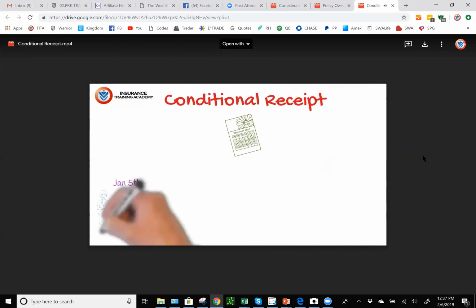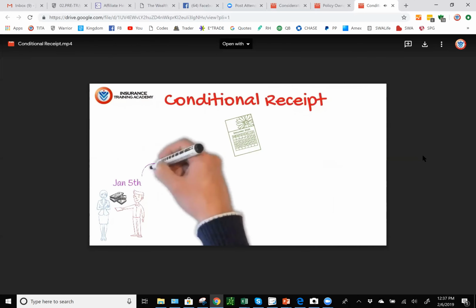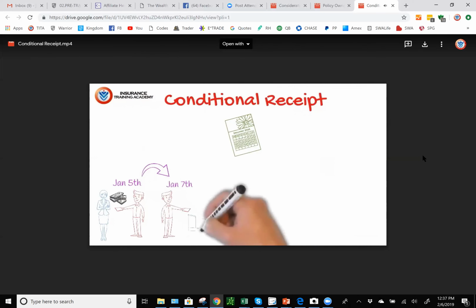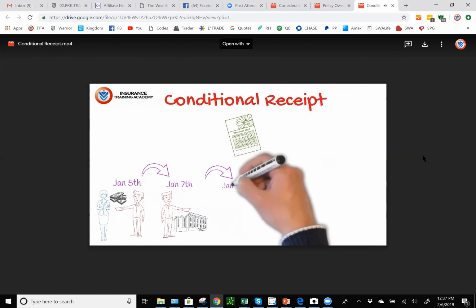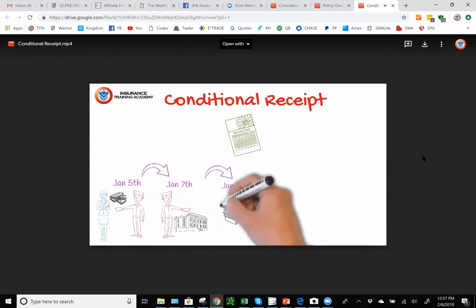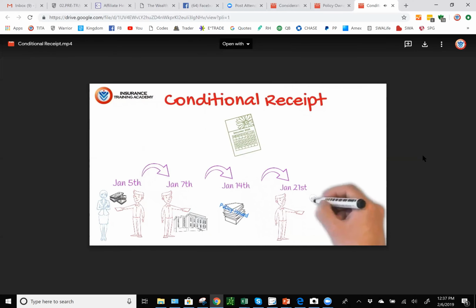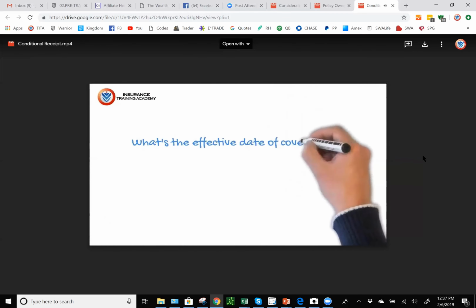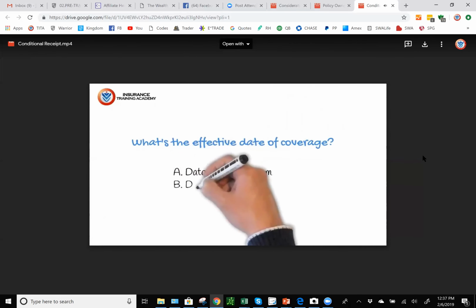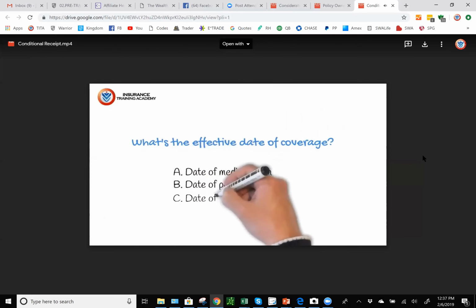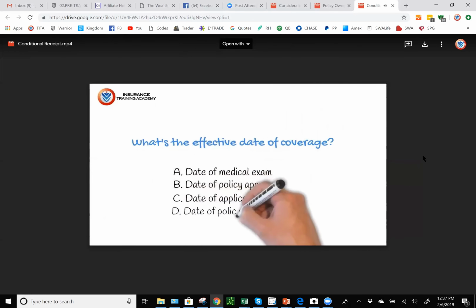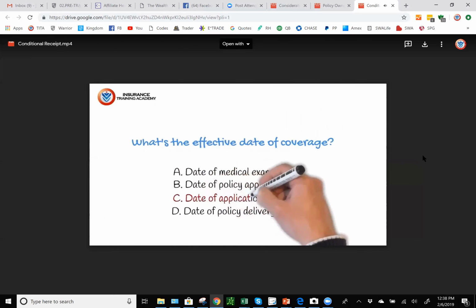Jane completed her application on January 5th and paid her initial premium. Bob gave her a conditional receipt. 2 days later, Bob turned the application into the insurance company. A week later, they issued her policy. A week later, Bob delivers her policy. Now, what is the effective date of coverage? Well, your options are either A, the date of the medical exam, B, date of policy approval, C, date of application, or D, date of policy delivery. What do you think? Hopefully you picked C, date of application.